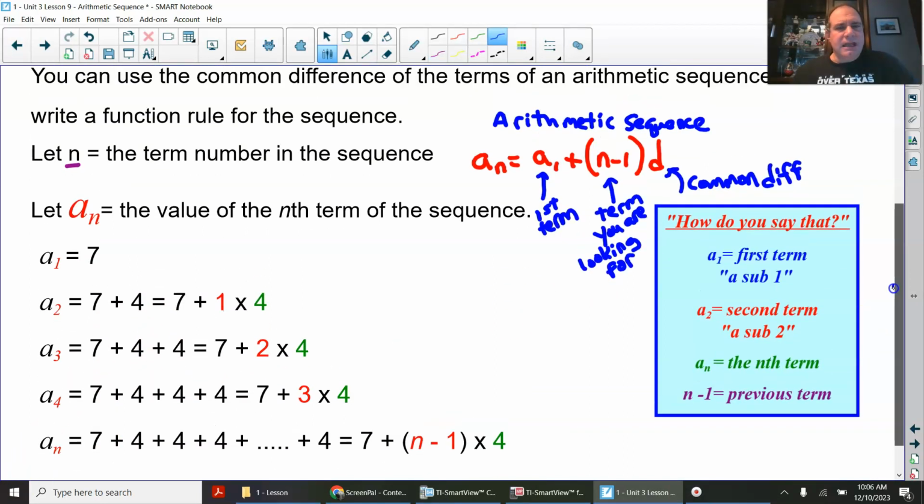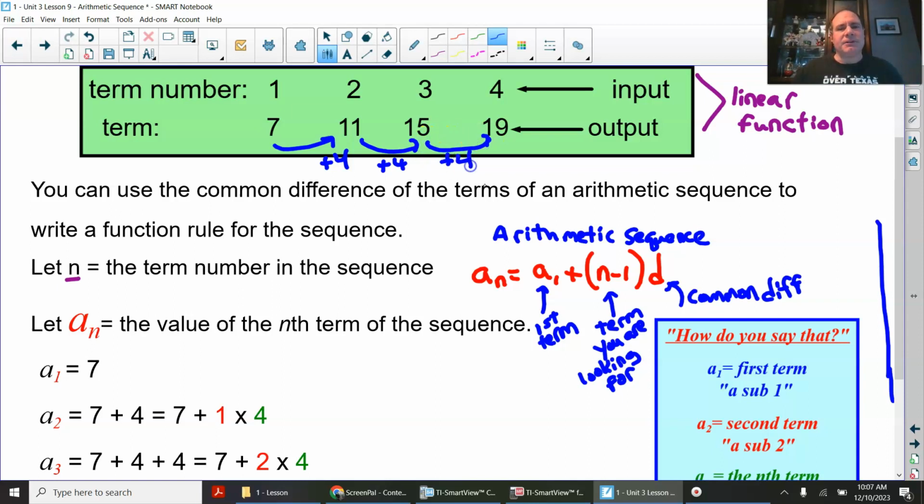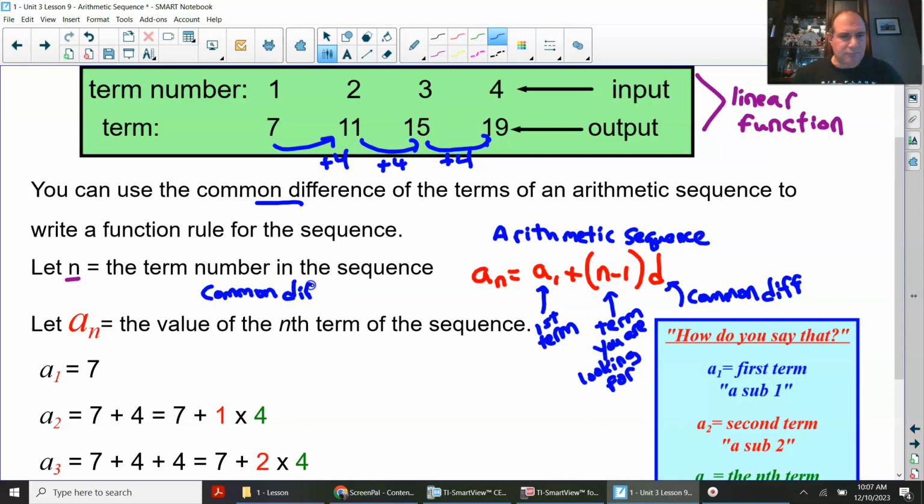So just take a look at what we have here. This is the common difference. The common difference you could tell right now, from 7 to 11: 7, 8, 9, 10, 11. That's plus 4. From 11 to 15, plus 4. And from 15 to 19, that is plus 4 as well. So the common difference, when you are identifying an arithmetic sequence, is very, very important. The common difference in this one right here is 4. So we're going to put common difference down is 4.